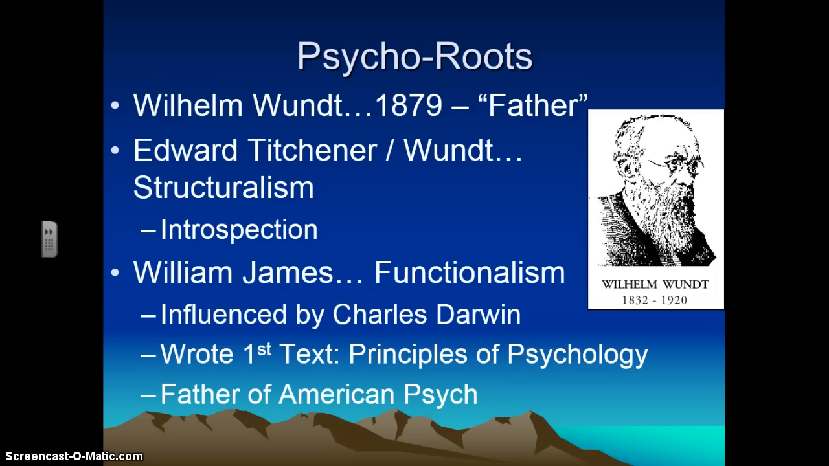So William James, he's kind of the founder of what we call functionalism. That was a different school of thought. That was a different group of people. And essentially that group, they looked more at, and again, the word kind of tells it, they tried to figure out the function of the mind. What's the purpose of the mind?